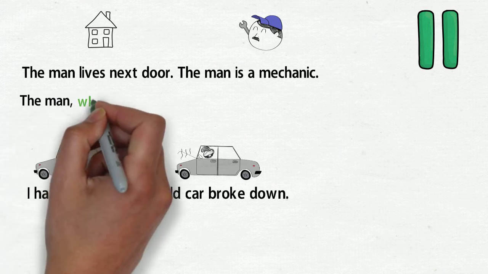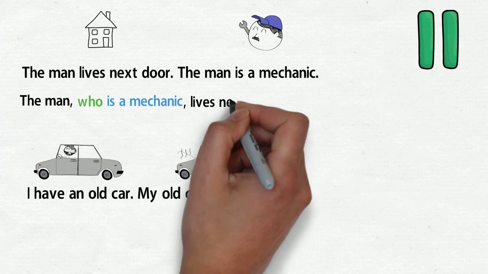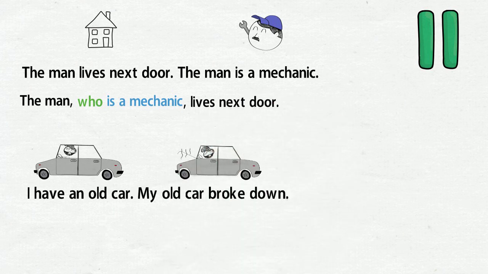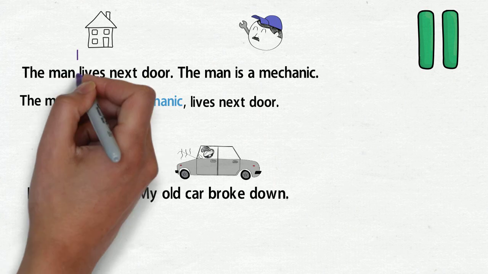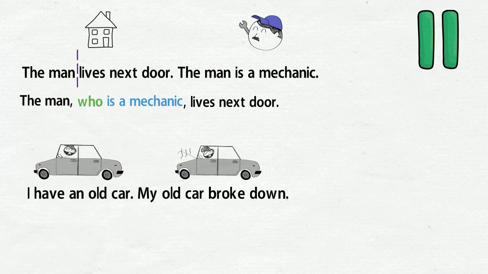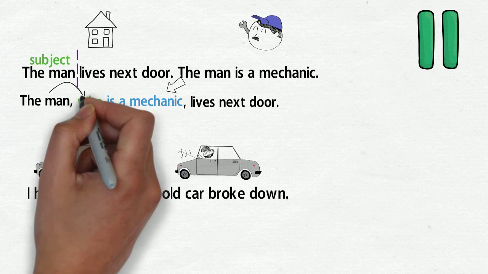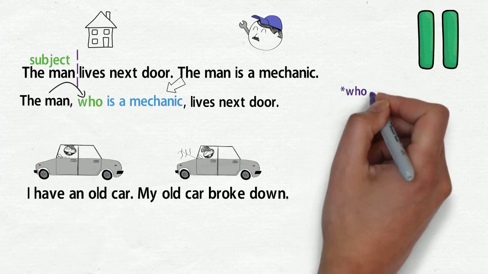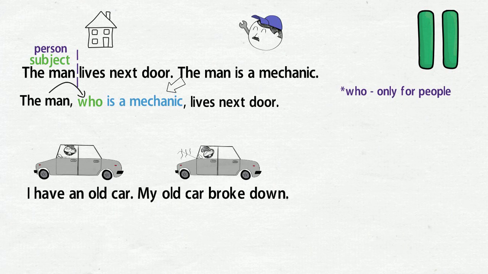The man who is a mechanic lives next door. As you can see here, we detached this sentence, turned the second sentence into a clause because who is a mechanic isn't a finished sentence, and put it into the first one. Since the subject, the man, is the same in both sentences, we don't repeat it. Instead of it, we put this pronoun who. By the way, we use who when we talk only about people, not things.